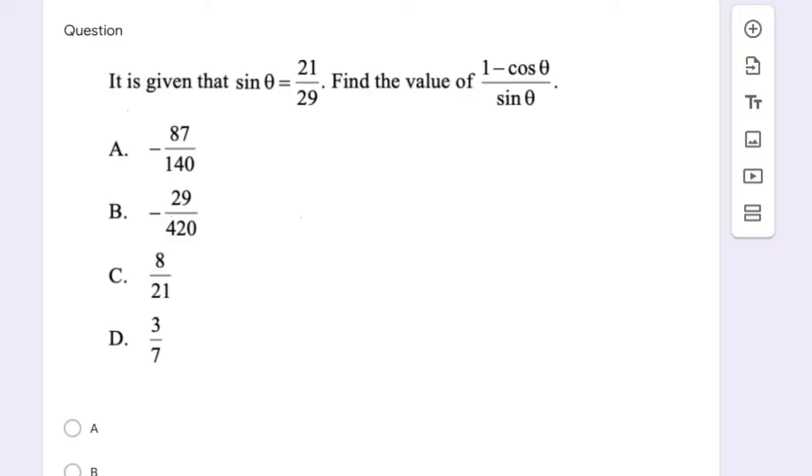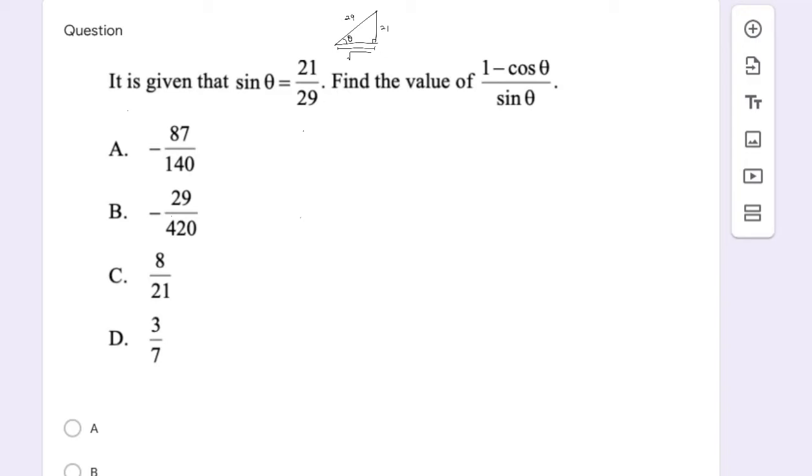For this question, you are given that sine theta equals 21 over 29. So you should know how to set up the triangle like this. And after that, you can find out this line, which will equal like this. So the value should be 20.